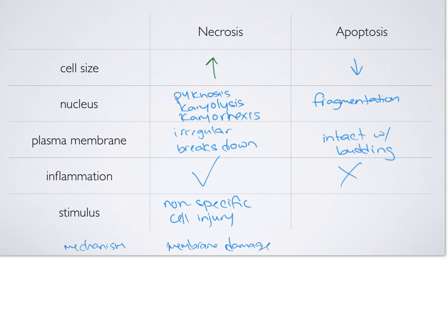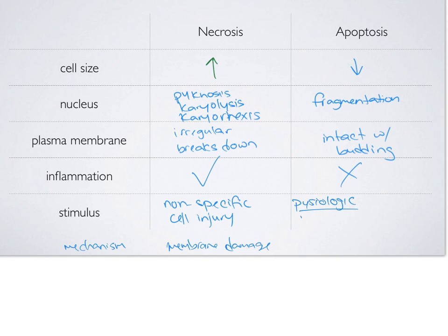Versus apoptosis, the stimuli for apoptosis are pretty specific. There's both physiologic, and these are things like the cells no longer receive trophic support. They lose their hormone support. They lose growth factor support. And so they lose cell contact with their neighbors. So those types of things are a signal to the cell to start to undergo apoptosis.